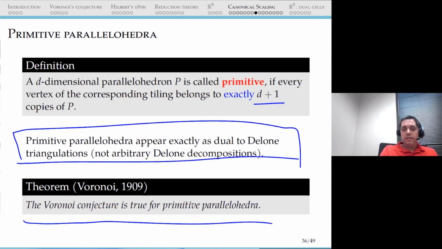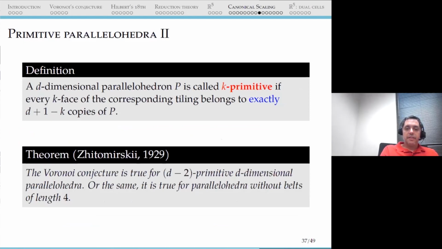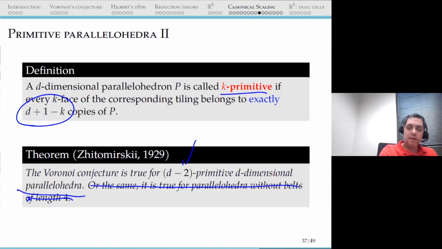Actually, this definition of primitive parallelohedra describes local structure, right? Basically, it shows that at every vertex we have a kind of dual simplex, and this can be relaxed a little bit to the case of k-primitive parallelohedra. Those are the parallelohedra where, for some k, every k-face belongs to d plus 1 minus k copies. And the case of Zhitomirskii, where he proved the Voronoi conjecture for (d minus 2)-primitive d-dimensional parallelohedra, actually means that all projections along belts are hexagons.